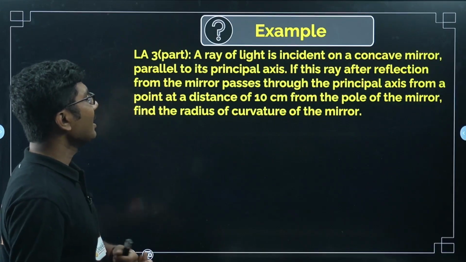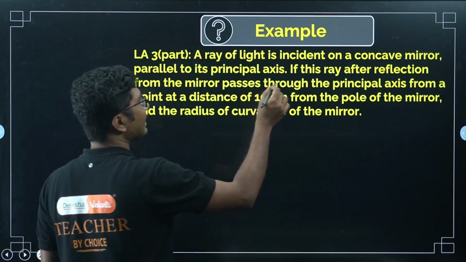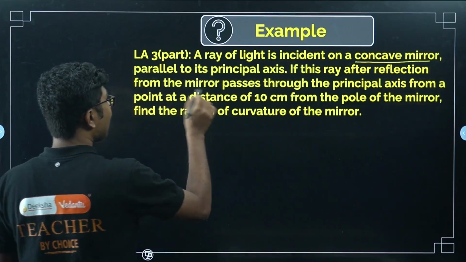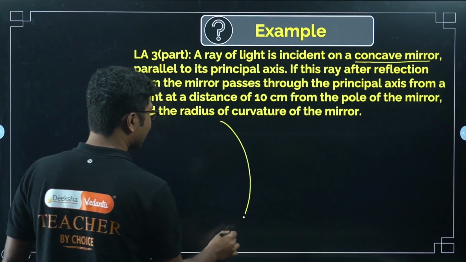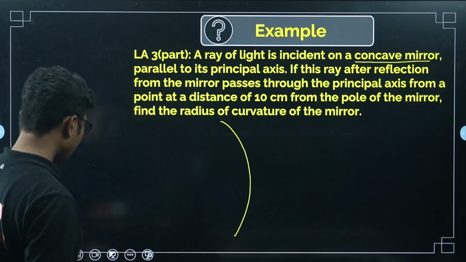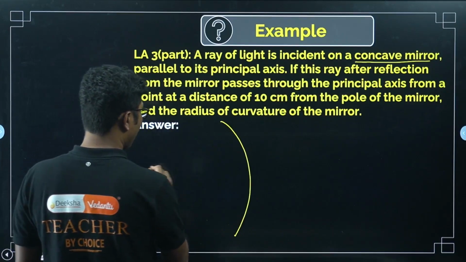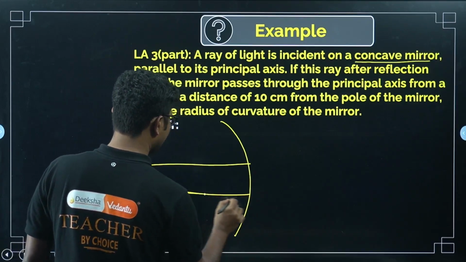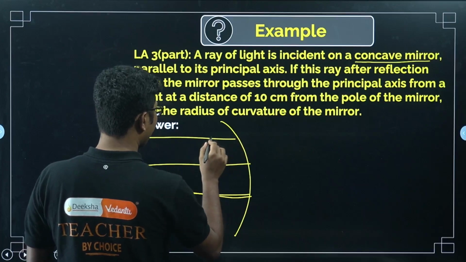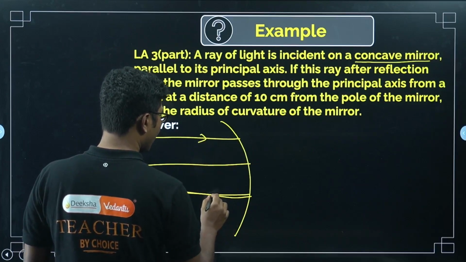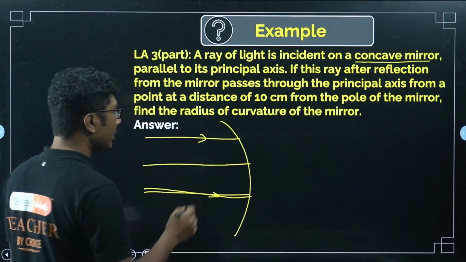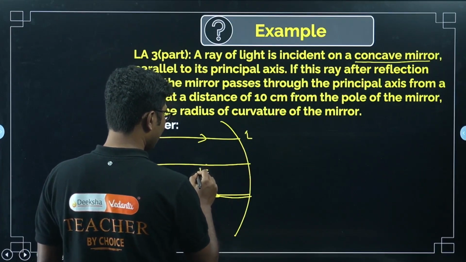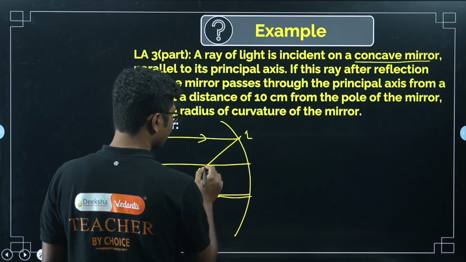So in this part, what they have asked you is that a ray of light is incident on a concave mirror. Okay, it is a concave mirror, parallel to the principal axis. So let us understand this question, then we will start answering this. Whenever a ray falls on a mirror parallel to the principal axis, we know it always passes through which point? I told you, point number 1, right? So it always passes through the principal focus.